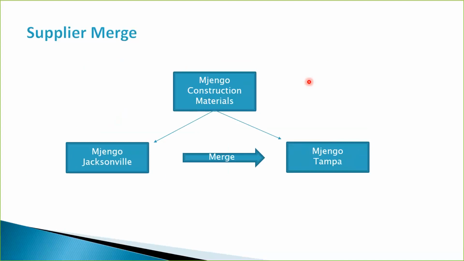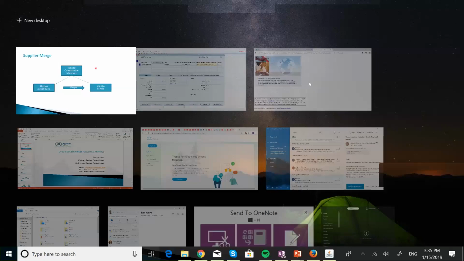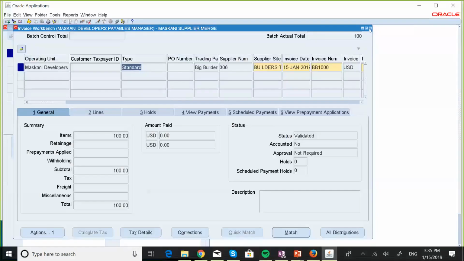You can run it for a particular supplier just to make sure before the merge that there are no duplicate invoice numbers, because Oracle does not allow you to have duplicate invoice numbers. So before you do the merge, it will be advisable to run that report and to make sure that those duplicates do not exist. And I'll just maybe show you how to do the report.